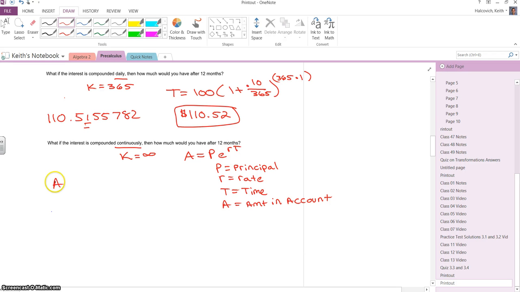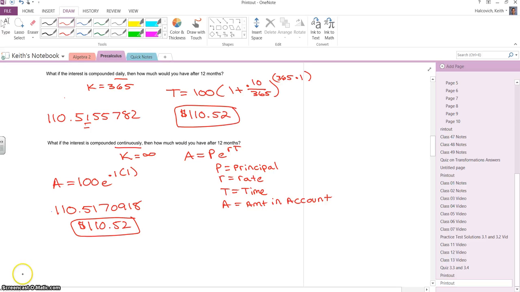So if we do this compounded continuously with the principal is 100, the rate is 0.1, the time is 1 year, you substitute that in your calculator, you get 110.51700918, which when rounded is $110.52. Now notice when it's rounded, it's the same, but it's not exactly the same when you write it out, because continuously will happen more often than daily, but it's almost the same.